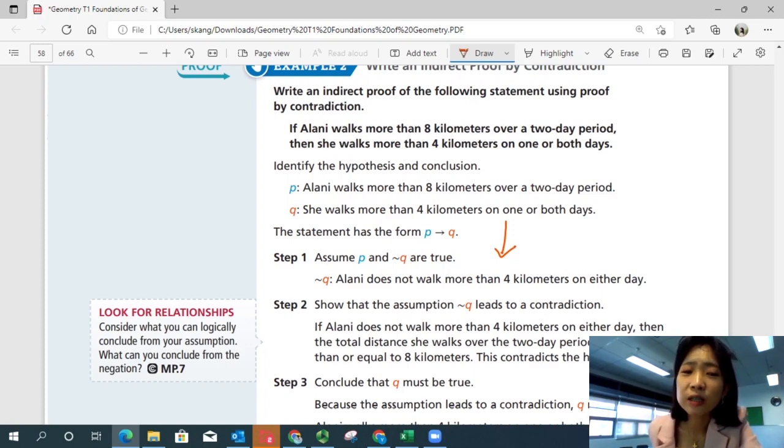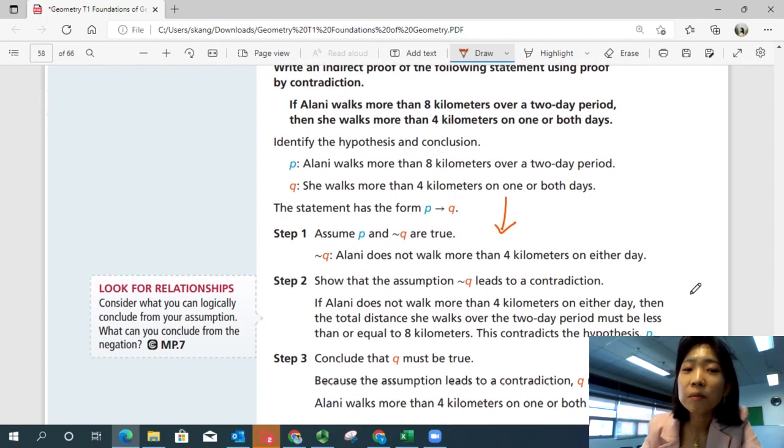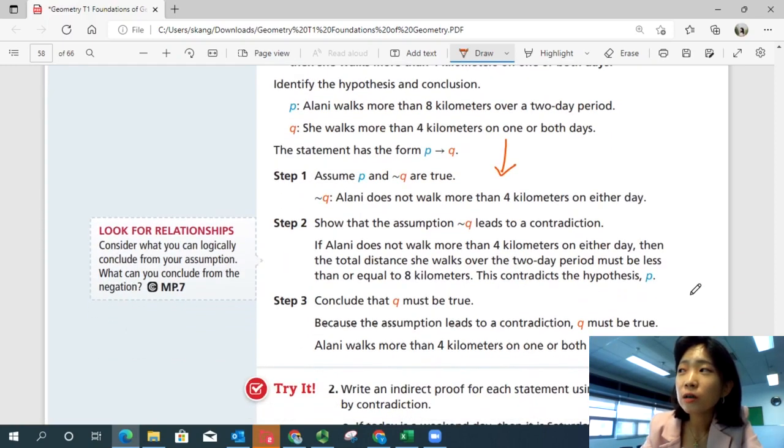Just note that this is an indirect proof. So we're concluding that it must be true, but there might be possibilities that it is not actually true either. But it is still a reasoning skill if we cannot use deductive reasoning. So because the assumption leads to a contradiction, we can say Q must be true: Eleni walks more than 4 kilometers on one or both days. A lot of times it works. A lot of times it is true. Sometimes indirect reasoning is not as strong as direct reasoning, so it will have some flaws.